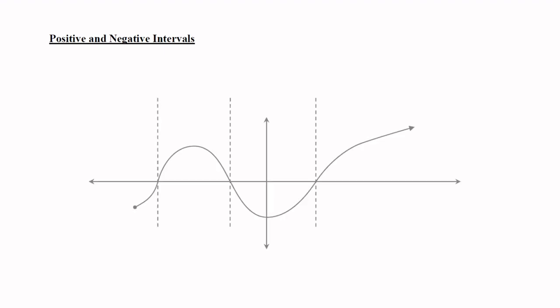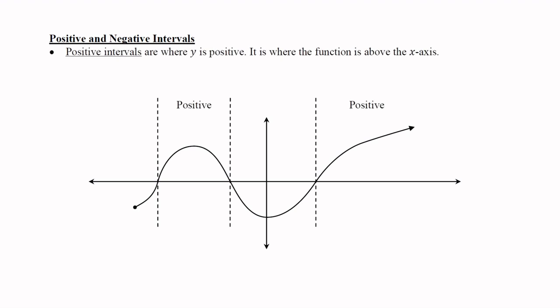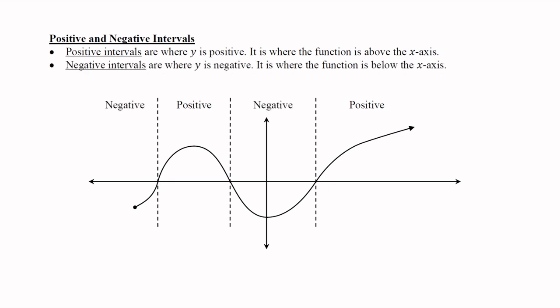Now let's talk about positive and negative intervals. Positive intervals are where y is positive. It is where the function is above the x-axis. So you can see we've got 2 positive intervals here. Negative intervals are where y is negative. It is where the function is below the x-axis. So here we have 2 negative intervals. Positive and negative intervals are written in either interval or set notation using the x values.